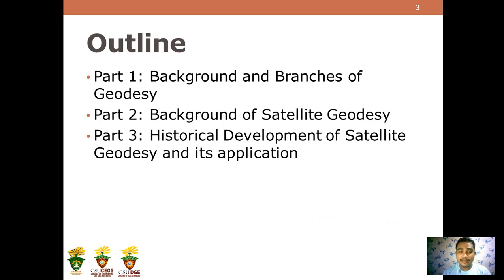We have 3 parts. Part 1 is the background and branches of geodesy. Part 2, the background of satellite geodesy. And lastly, part 3, which is the historical development of satellite geodesy and its application.